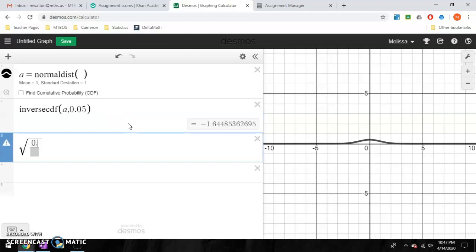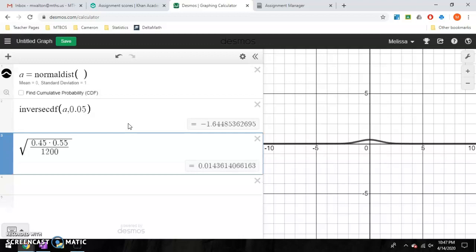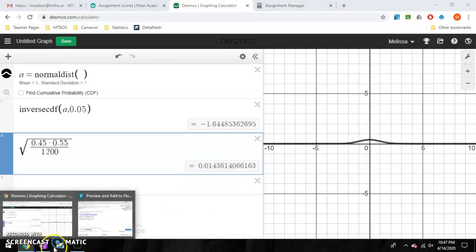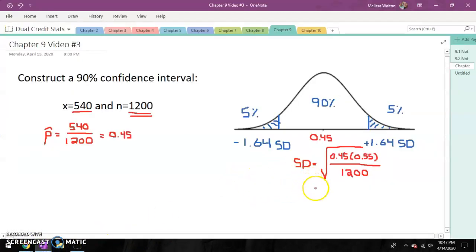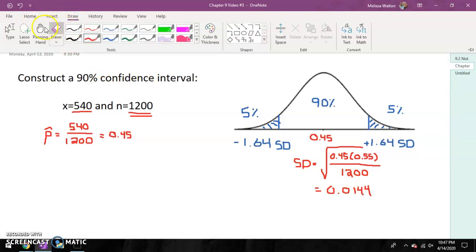0.45 times 0.55, all over 1,200. All right, and our standard deviation is actually pretty small. It is only about 1.4%. So I'll go ahead and say 0.0144. Now we are ready to finally come up with our final calculations.